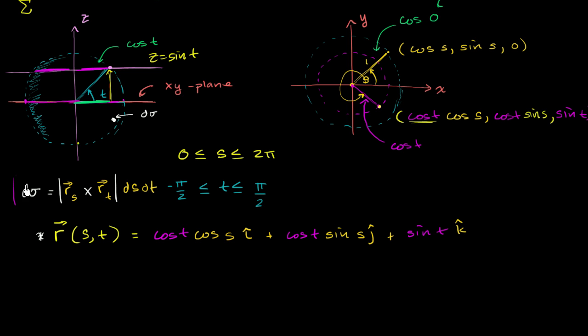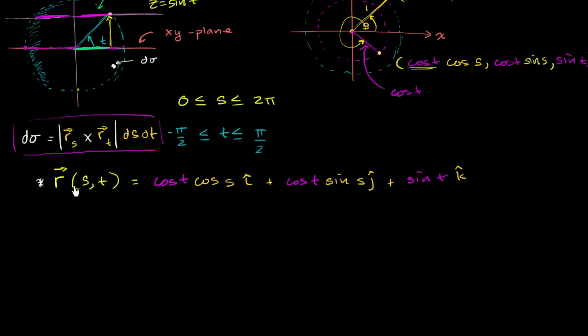So this is what we're going to use right here. It's a pretty simple looking statement, but as we'll see, taking cross products tends to get a little bit hairy, especially cross products of three-dimensional vectors. But we'll do it step by step. Before we even take the cross product, we first have to take the partial of this with respect to s, and then the partial of this with respect to t.